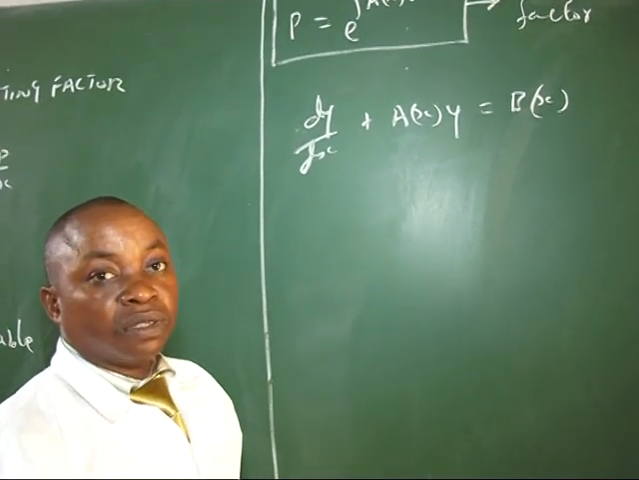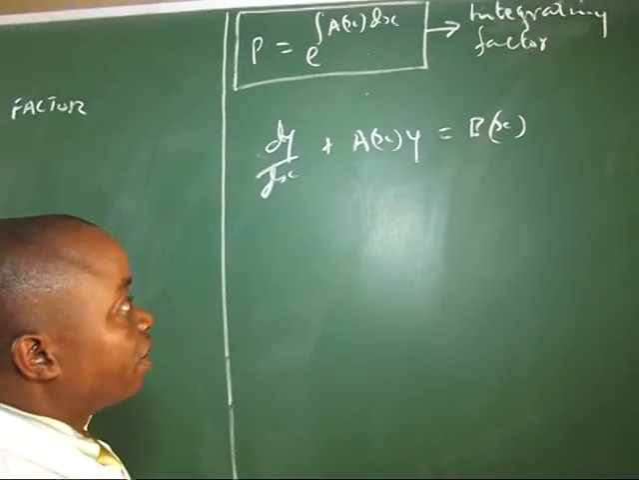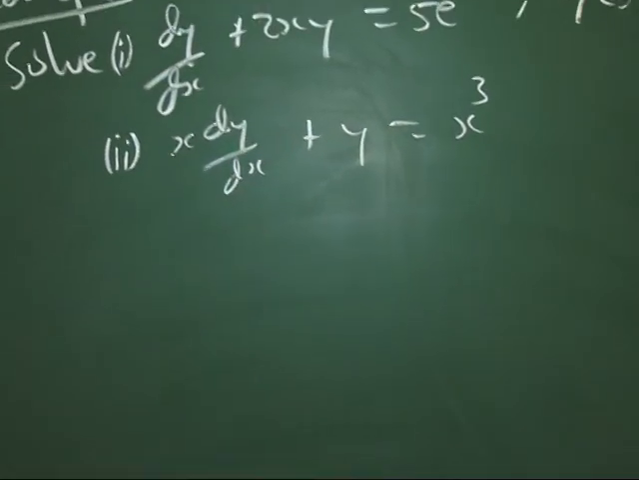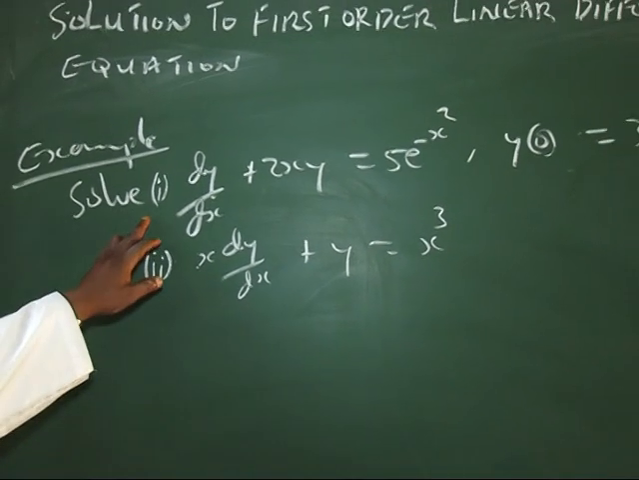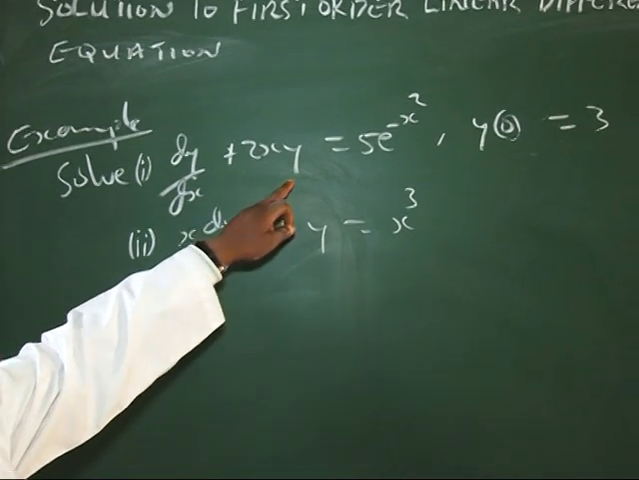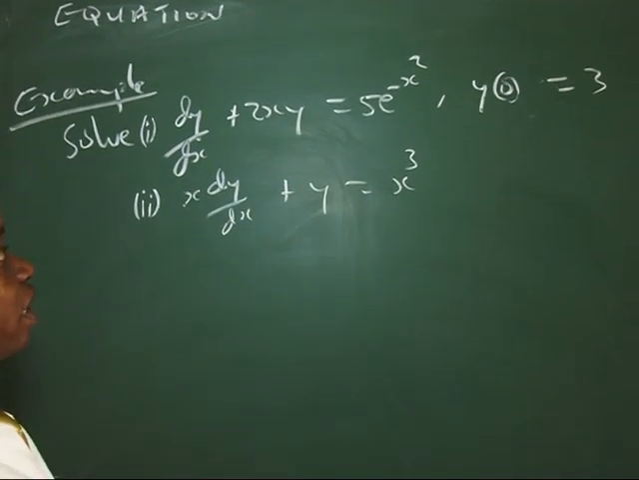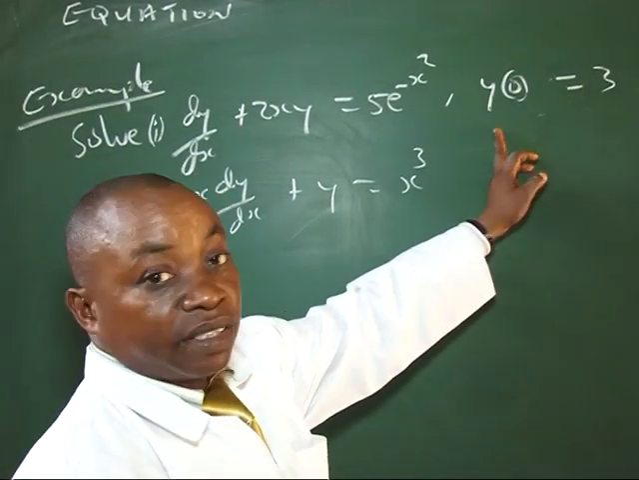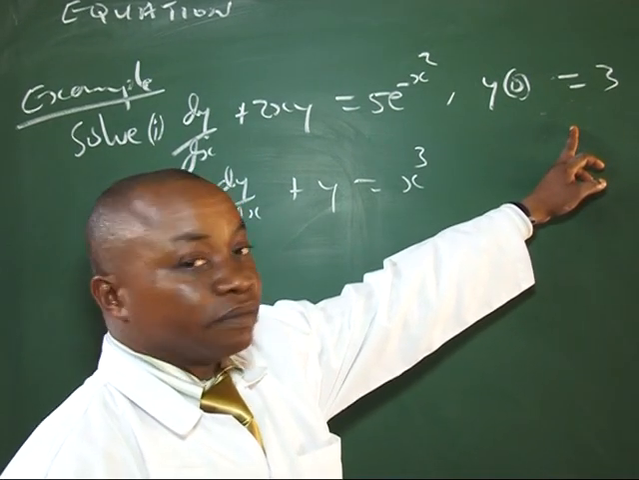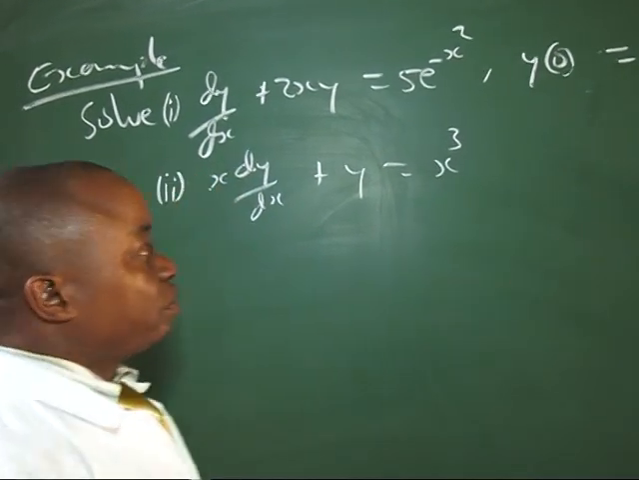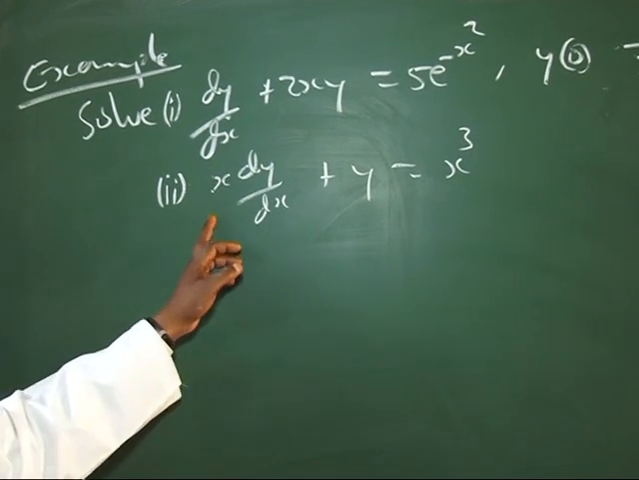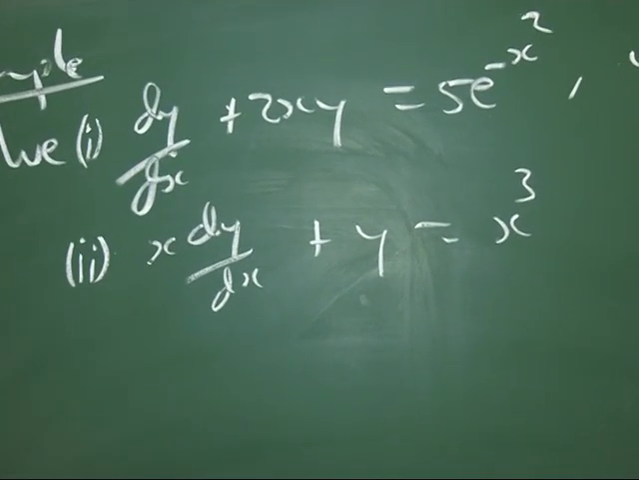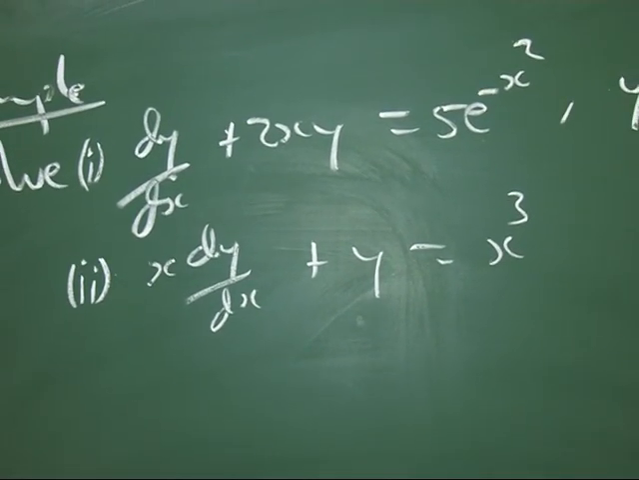Examples will help us to understand better. So let's look at these examples. Solve dy/dx plus 2xy is equal to 5 exponential minus x squared, y of 0 is equal to 3. Now this is called an initial value problem. I'm going to show you how you do that. Then number 2 is x dy/dx plus y is equal to x cubed. These are all linear differential equations.